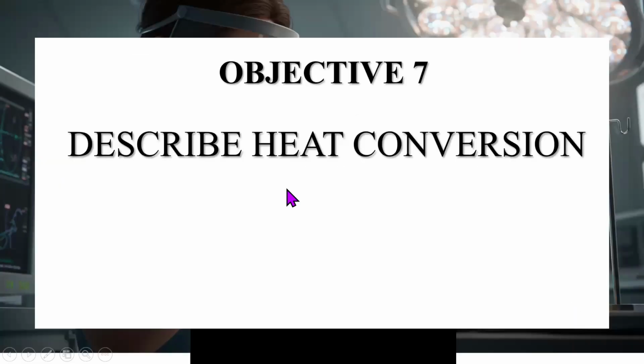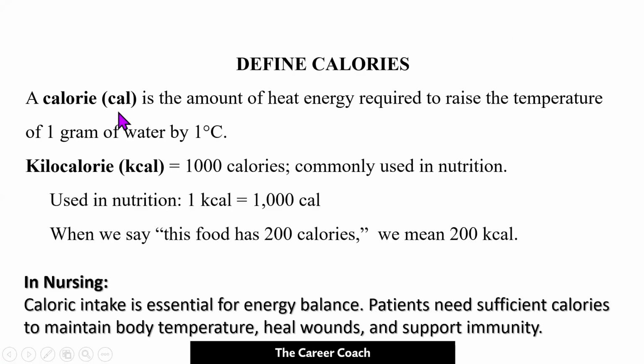Objective 7 says describe heat conversion. A calorie. What is a calorie? A calorie is the amount of heat energy required to raise the temperature of 1 gram of water by 1 degree Celsius. So in understanding heat conversion, we must understand calories. Take note of the definition of calories.